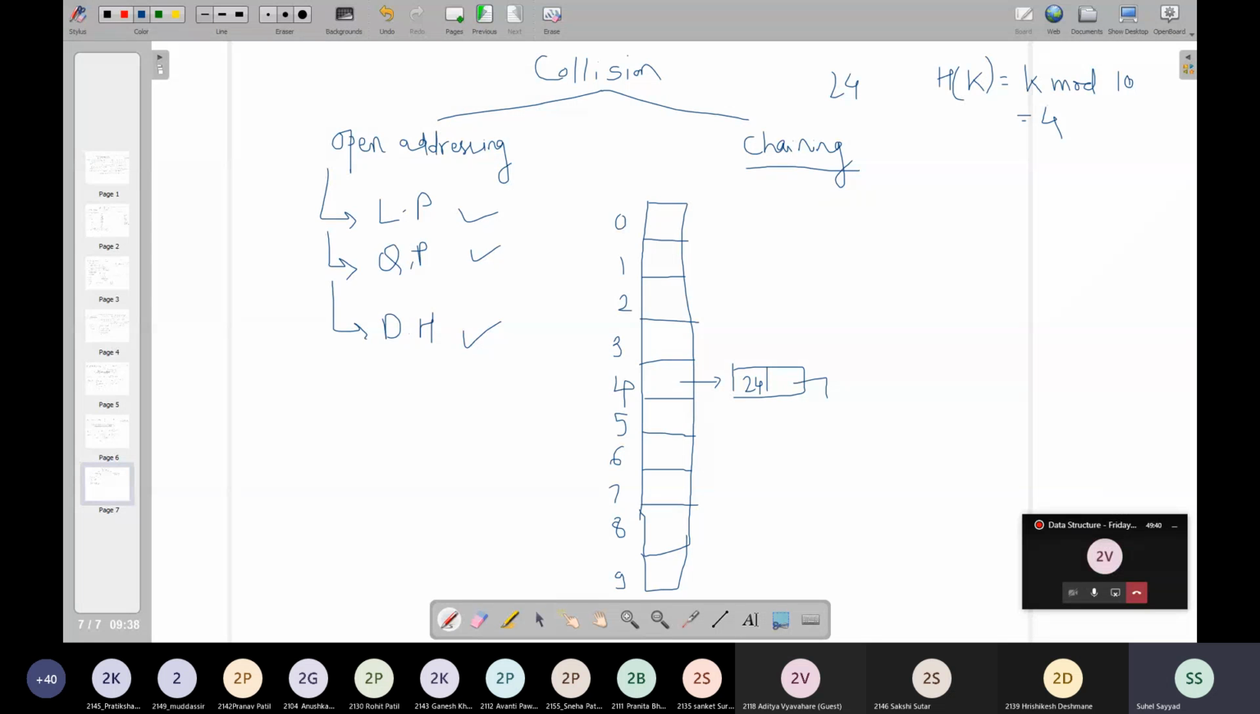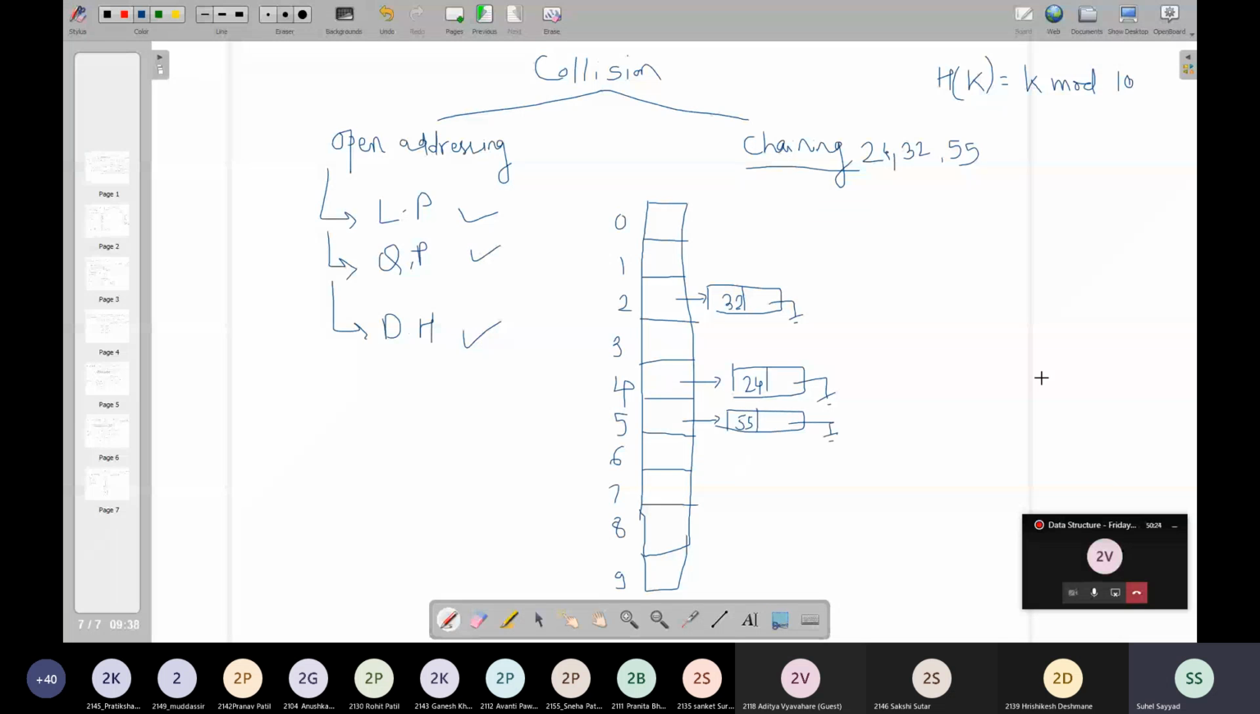Did you understand, students? Now if I ask you to store 32, what will be the answer of 32 mod 10? The answer will be 2. So 32 will be stored here. Are you getting this? Then again, suppose the next key value is 55. What is the answer of k mod n? 5. So it will be stored here. 55 will be stored in the linked list which starts from 5.